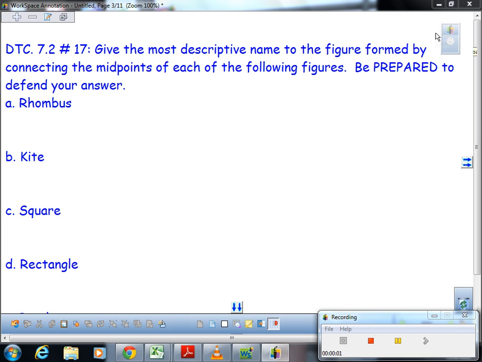It says, give the most descriptive name to the figure formed by connecting the midpoints of each of the following figures. The key of this problem is remembering, or going back and relearning if you never learned in the first place, the properties of the diagonals of these figures.